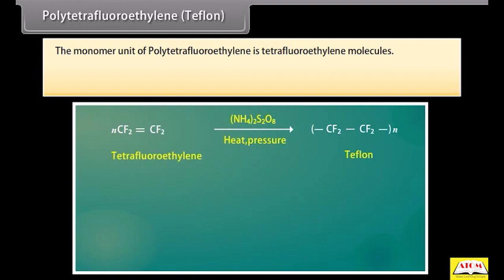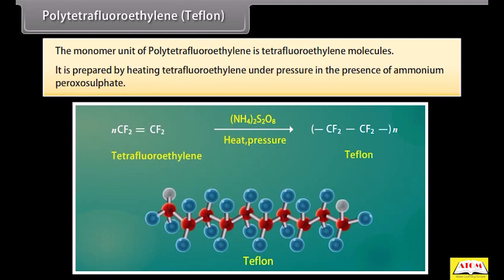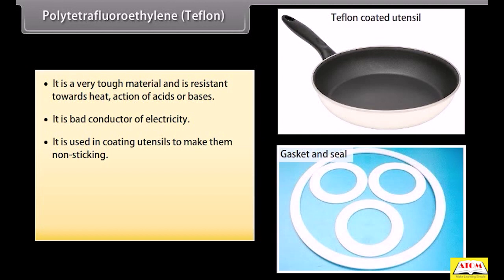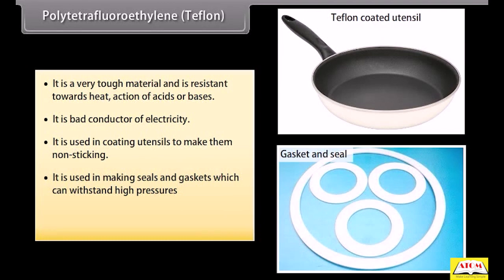Polytetrafluoroethylene, Teflon. The monomer unit of polytetrafluoroethylene is the tetrafluoroethylene molecule. It is prepared by heating tetrafluoroethylene under pressure in the presence of ammonium peroxosulfate. It is a very tough material and is resistant towards heat and the action of acids or bases. It is a bad conductor of electricity. It is used in coating utensils to make them non-sticking. It is used in making seals and gaskets which can withstand high pressures. It is used as insulation for high-frequency electrical installations.